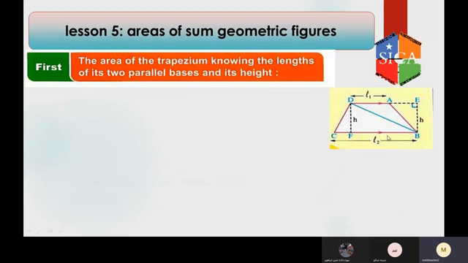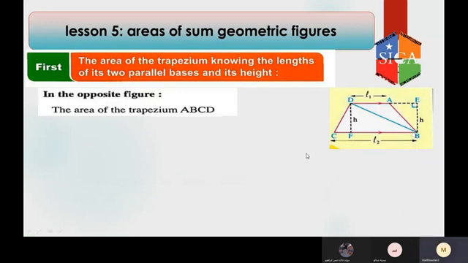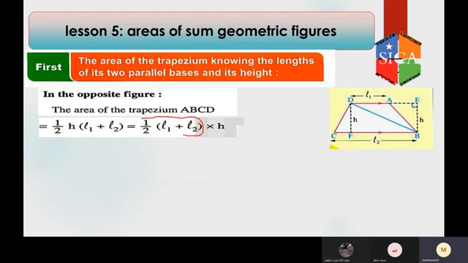The area of the trapezoid equals half times AD plus BC times H, which is half times L1 plus L2, times H. From the previous slide, we called half L1 plus L2 the middle base. Then the area of the trapezium equals the middle base times the height. The middle base here is half times L1 plus L2.